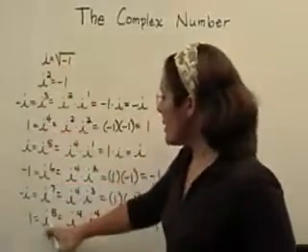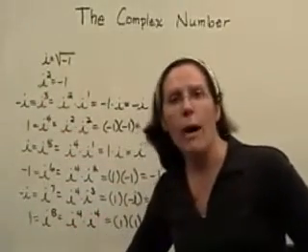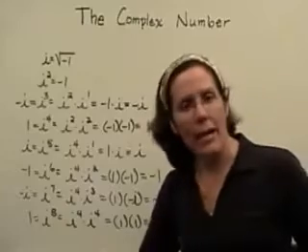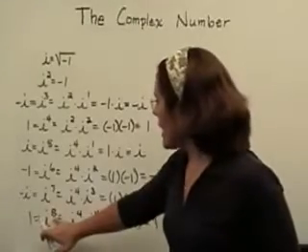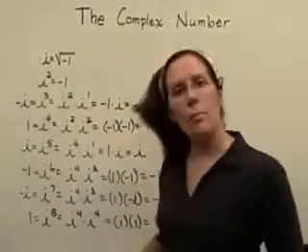Here's I to the fourth power, here's I to the eighth power. I to the 12th power would be equal to 1 as well. So I to the 20th, anything that has an exponent that is divisible by 4.